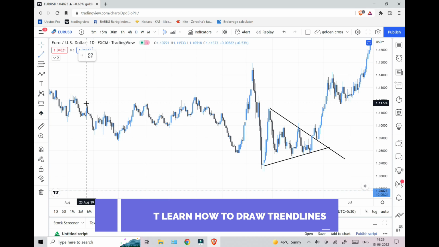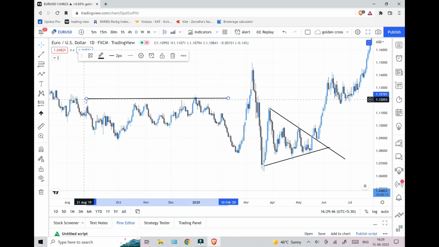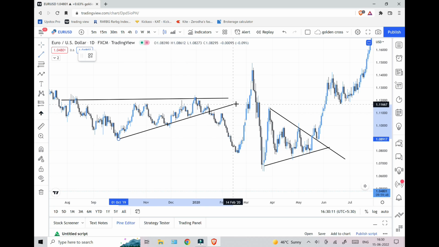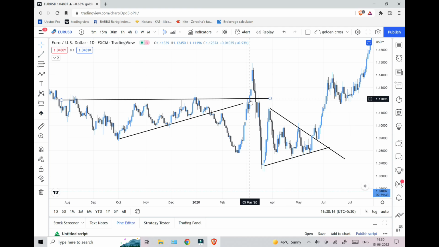Over here, point 1, point 2, almost point 3. Remember, in market you need to become friends with the word almost. Over here, lows are getting high. Triangle broke at this candle, bullish, and the market went up.